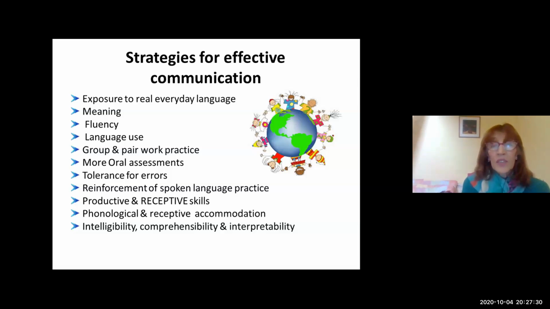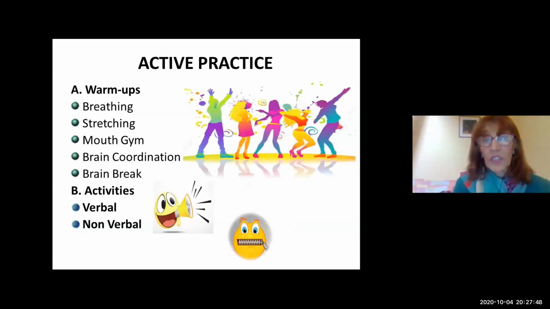And if all these strategies are practiced in our classes, this means that the students will achieve intelligibility, that is to say, they will be able to produce clear sounds, comprehensibility, the focus on meaning, and interpretability, the focus on the purpose of what is being said. What type of activities? Normally there are two types of activities. Warm-ups, which occur before we start working. These are a sort of preparatory activities to make the students ready for the process of learning.